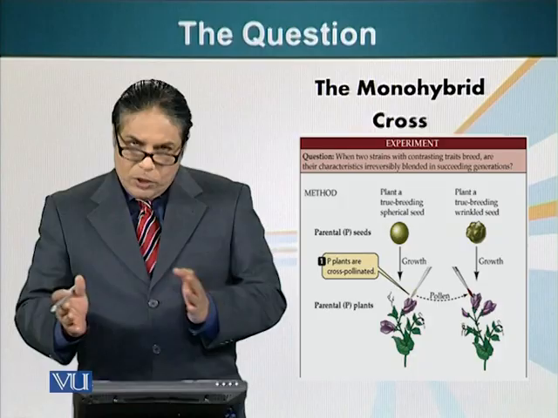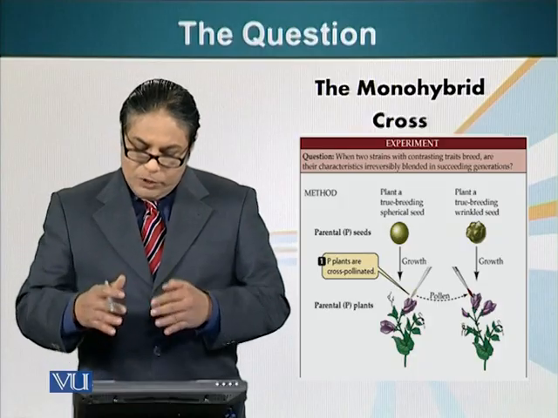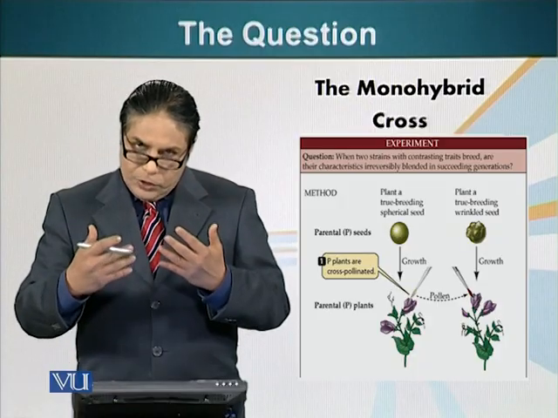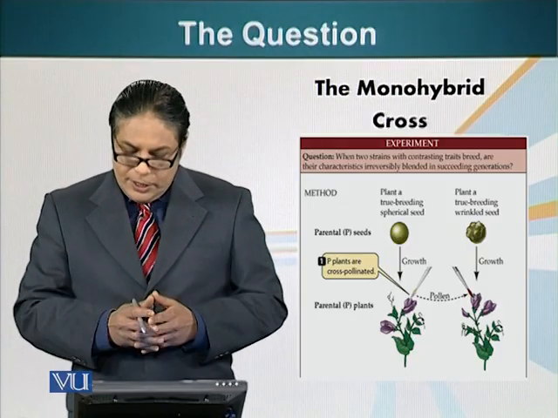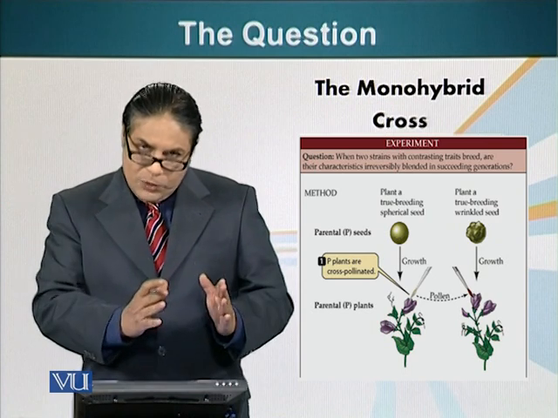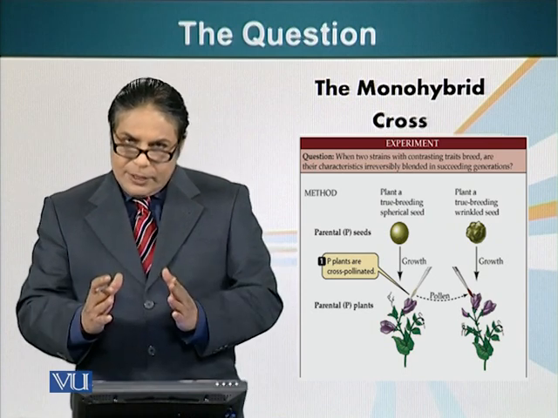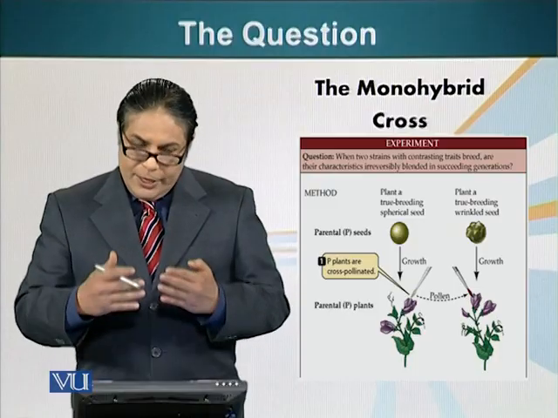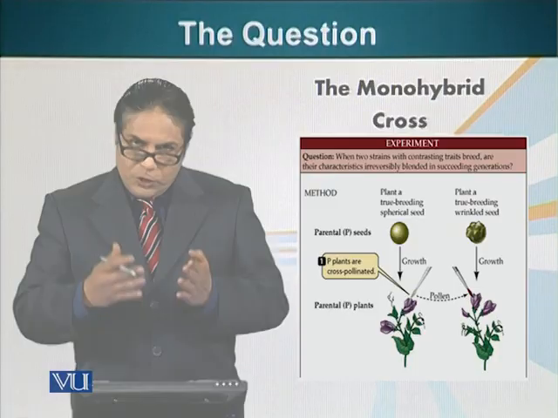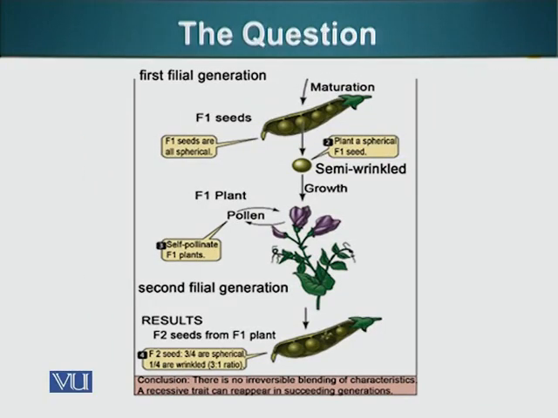Then he cross-pollinated a plant that was going to produce spherical seed with a plant that was going to produce wrinkled seed. So these plants were the parental plants, which were true breeding, and they are denoted parental plants, abbreviated P. Mendel got the first generation. The result of his experiment produced all spherical seeds.